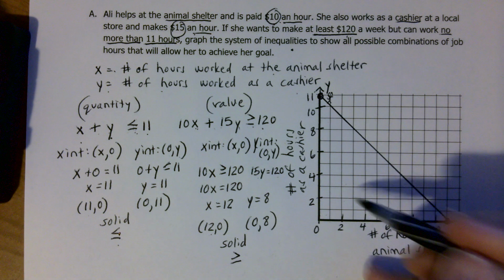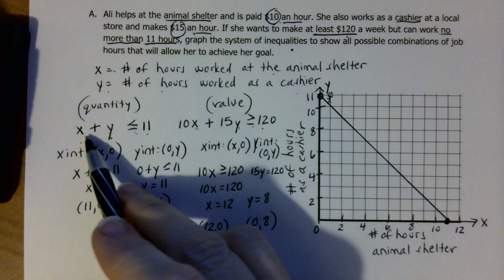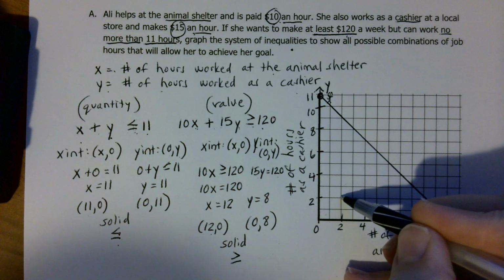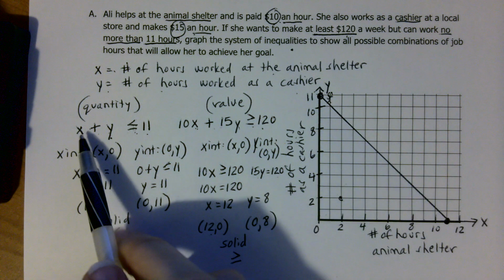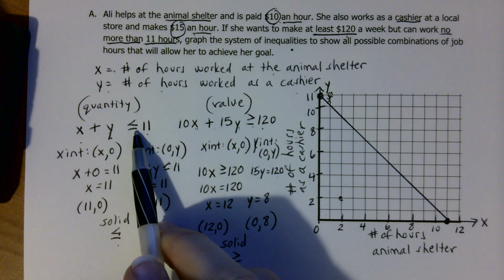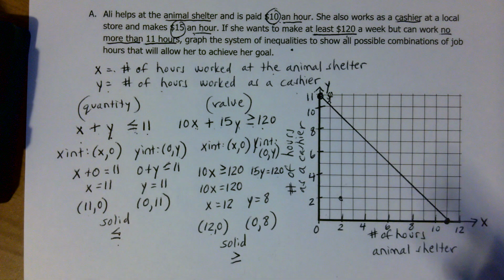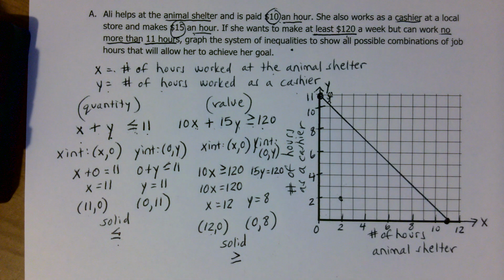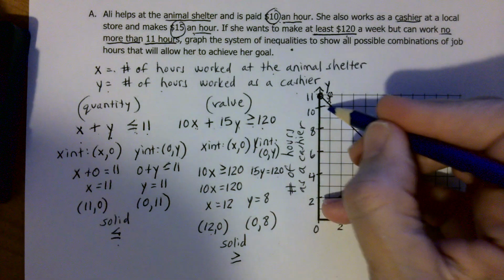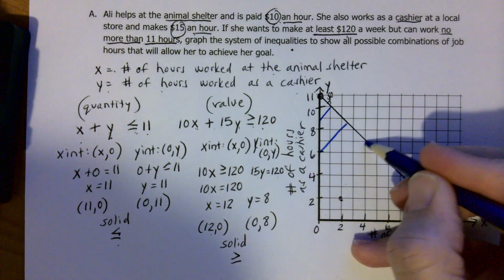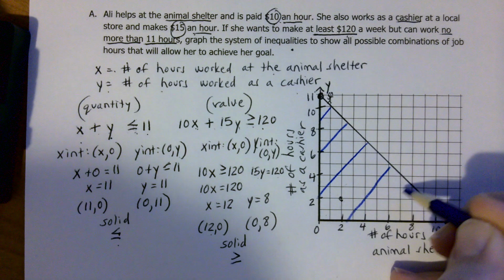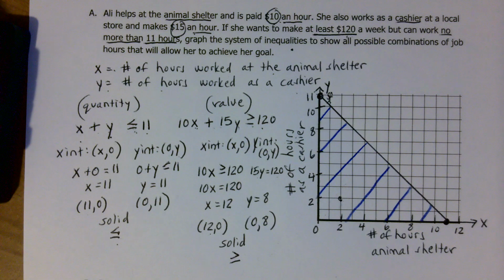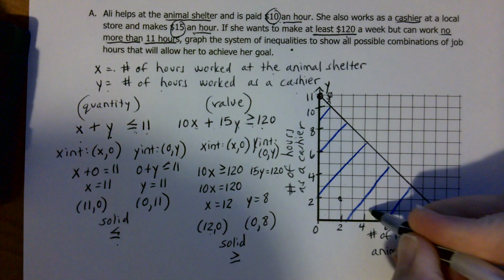If you're not sure, pick a point here and test it in your inequality to see if it makes it true. If I pick this point, testing point 2, 2, is it true that 2 plus 2 is less than or equal to 11? Well, 4 is less than or equal to 11, so this point works, which means everything in here will be a solution. So I'm going to shade below. And you only need about 5 or 6 of these lines to show this intersecting region. I'm also going to write my inequality somewhere there.